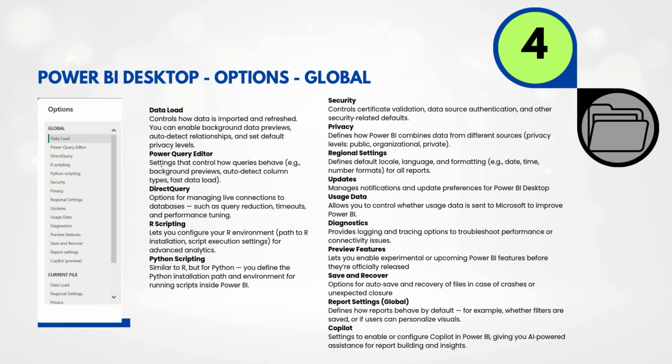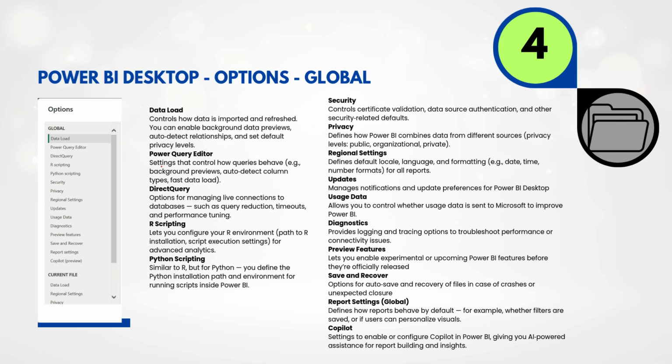Usage data lets you decide whether to send anonymous usage information to Microsoft. Turning it on helps improve Power BI, but you can deactivate it if your organization restricts data sharing. Diagnostics provides logging and tracing options. This is useful for troubleshooting performance or connectivity issues. Preview features let you enable experimental or upcoming Power BI features before they are officially released. This is great for staying ahead of the curve, but remember, preview features may change or be unstable.